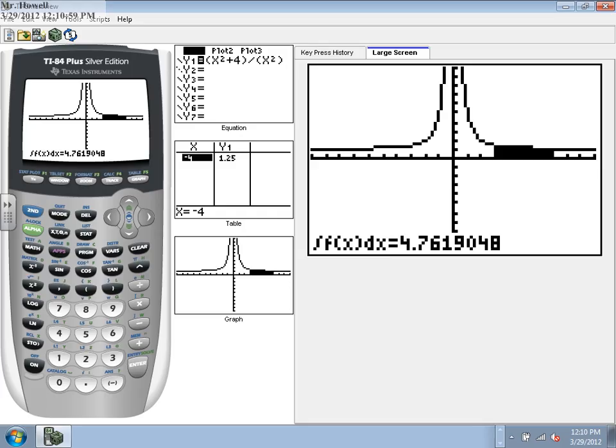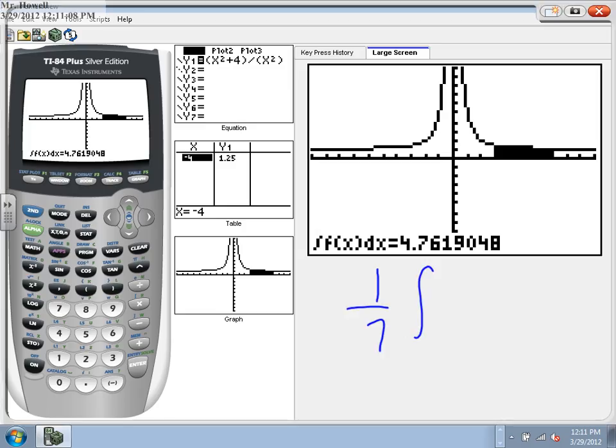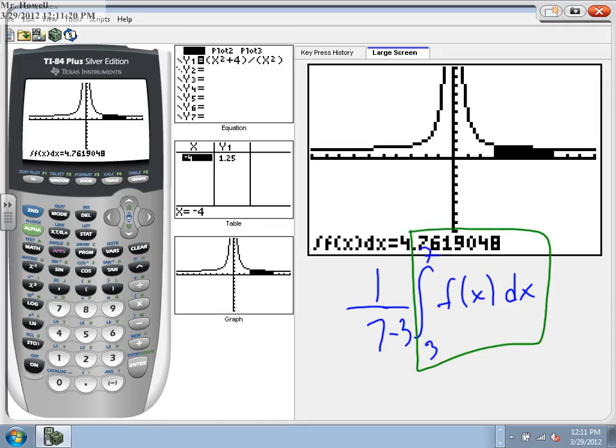But that's the integral, isn't it? I have to multiply that by 1 over what? 4. Remember, it was 1 over 7 minus 3 times the integral from 3 to 7. So it's 1 over 4 times this integral. Again, the answer we got is simply the integral's value, 4.76. So we have to multiply that by 1/4. So let's go into our calculator and multiply by 1/4.